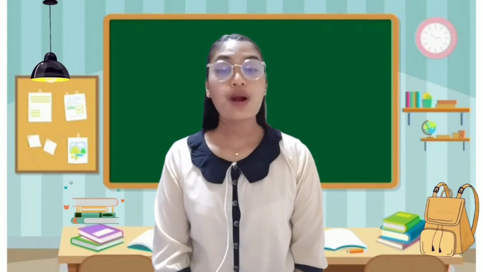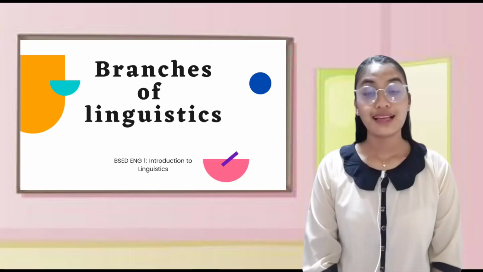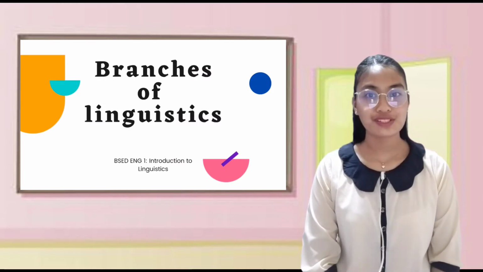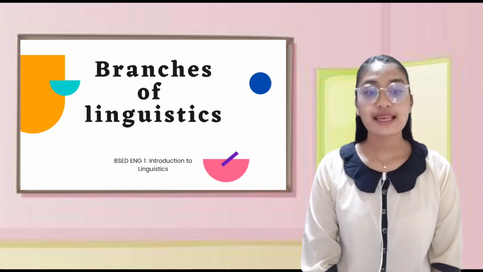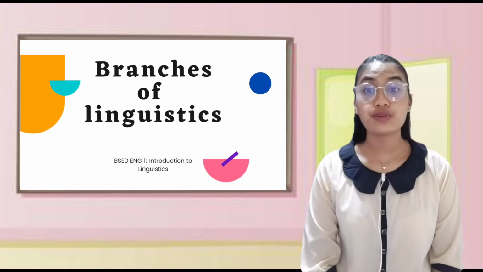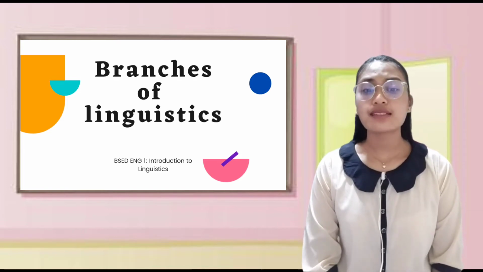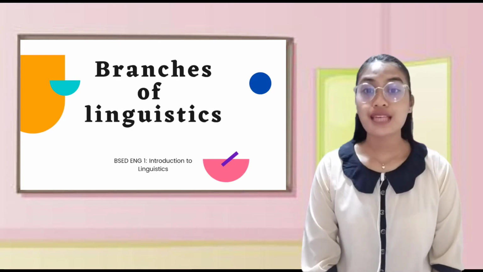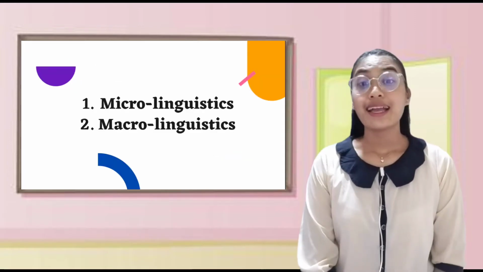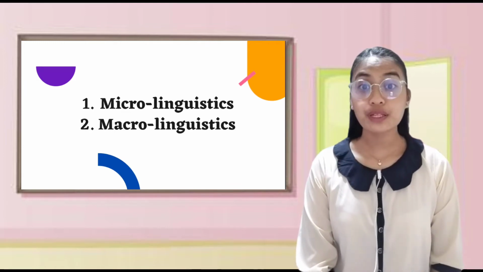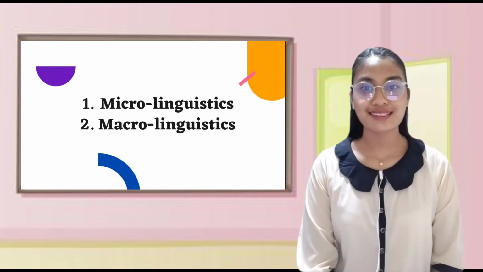For this video, I am going to discuss the branches of linguistics. Linguistics is the scientific study of human language. It is a science that studies the rules, systems, and principles of human language. It is also concerned with human life, behavior, society, and so forth. It is divided into two broad fields, namely micro-linguistics and macro-linguistics.